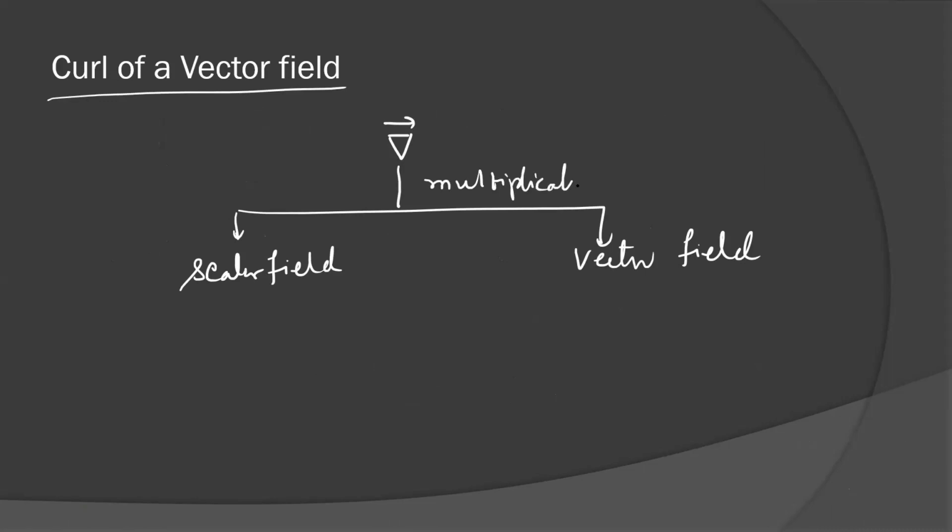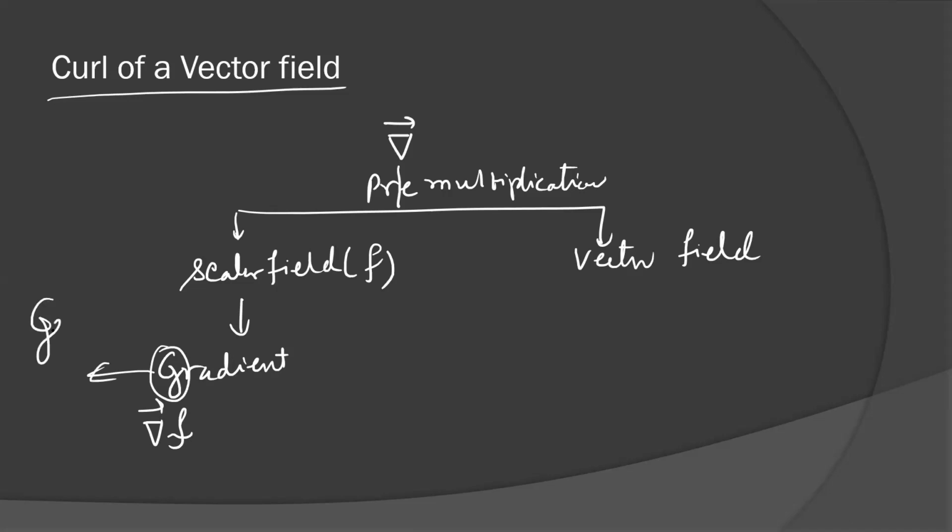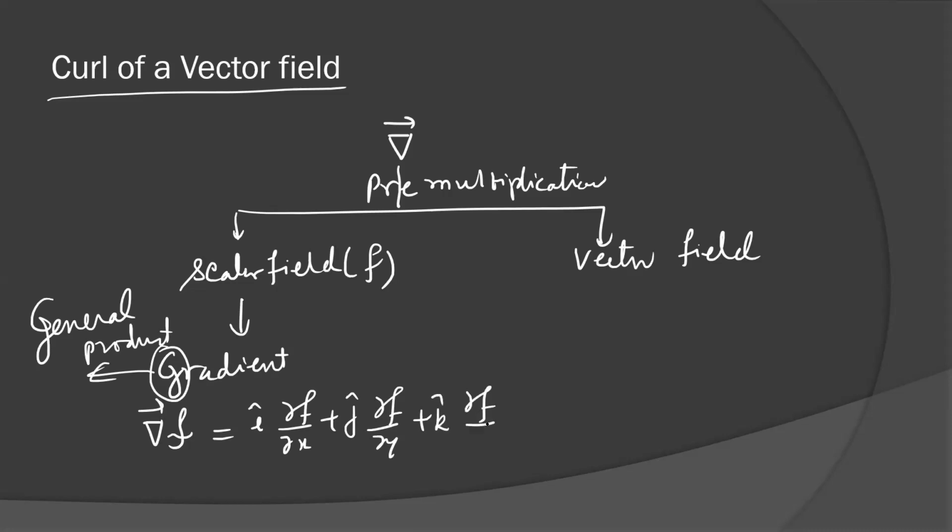Multiplication, pre-multiplication. In a scalar field, it becomes gradient, grad f, if the scalar field is f. The gradient, G word, is representing the general product, the product we have studied till now. How to define this? i del f by del x individually operate plus j del f by del y plus k del f by del z.